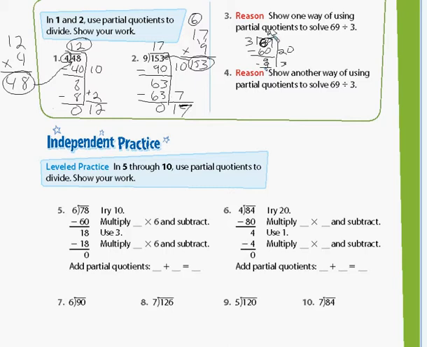So that means that 69 divided by 3 is 23, and I'm going to check it. 23 times 3. 3 times 3 is 9. 3 times 2 is 6. That matches my dividend, so that means I've done it correctly. Okay, problem number 4. Show another way of using partial quotients to solve 69 divided by 3.